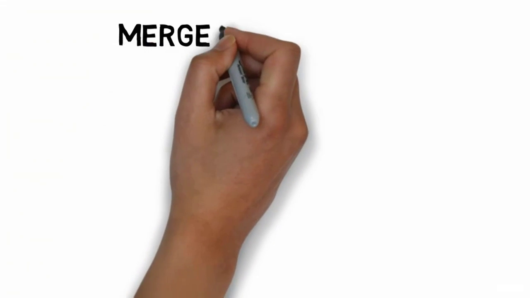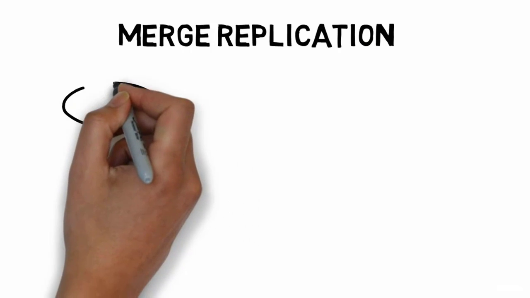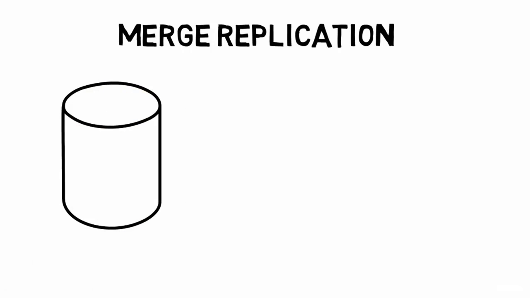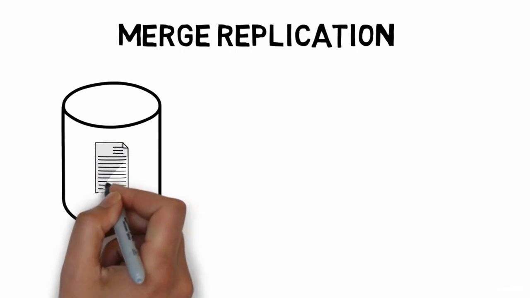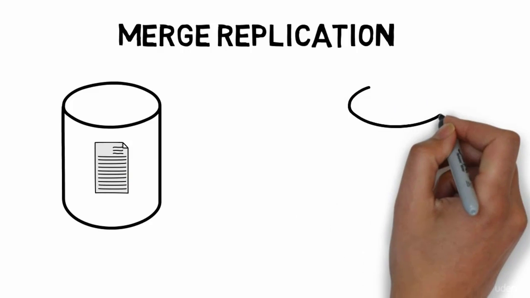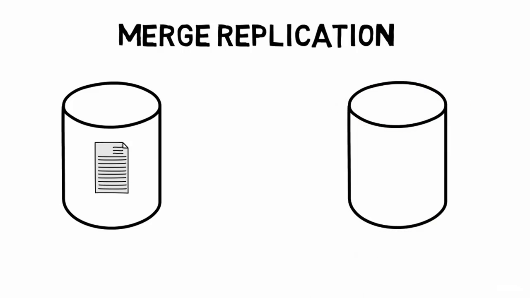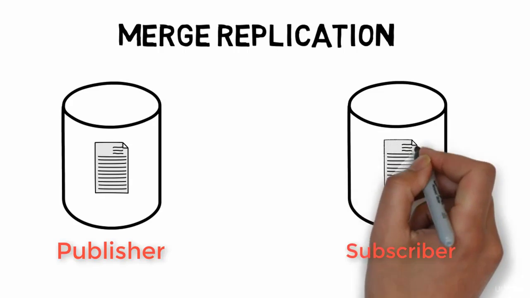In this lesson, let's talk about merge replication. Let's define it. Merge replication allows two or more databases to be kept in sync. Any changes applied to one database will automatically be applied to the other databases, and vice versa. Merge replication was designed to allow for data changes on the publisher as well as the subscriber. But merge replication also allows for disconnected scenarios.